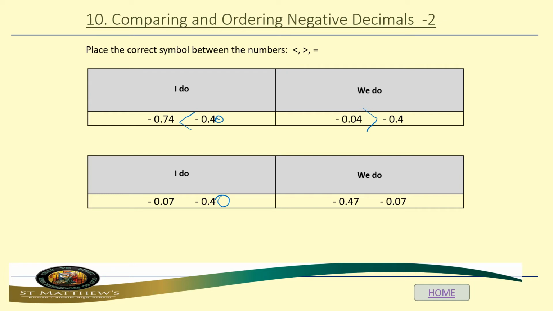So now I've got 0.07, and in here I've got 0.40. So 0.07 is smaller, so because they are negative, it's the opposite. Minus 0.07 is larger. Try to do the next one yourself. Pause the video for 20 seconds and do it in your books. So what you should have is the sign this way. Minus 0.47 is smaller than minus 0.07.